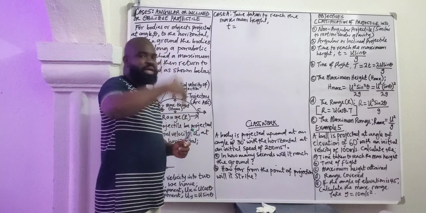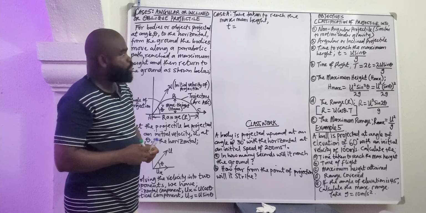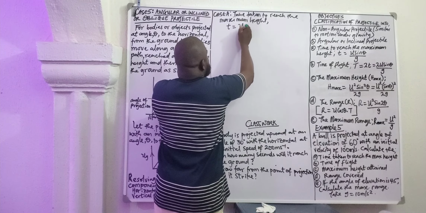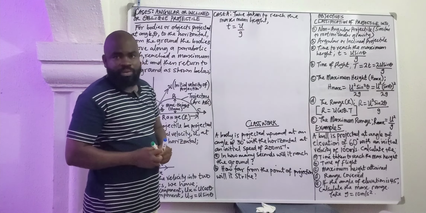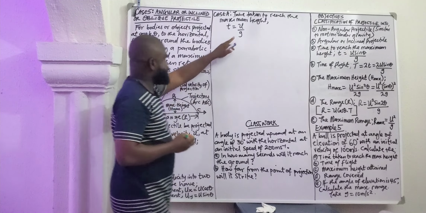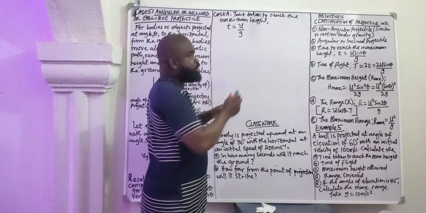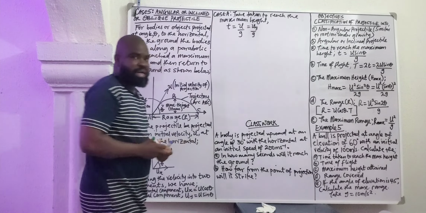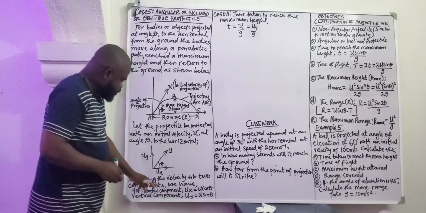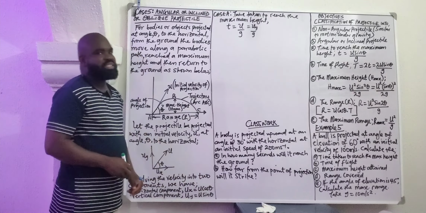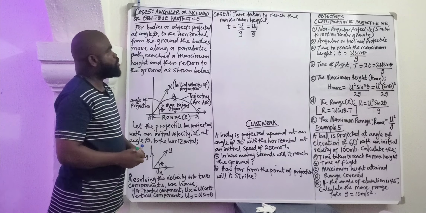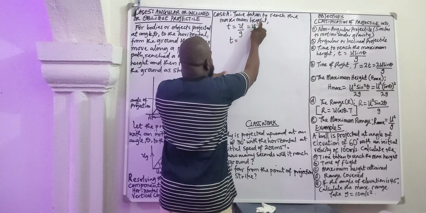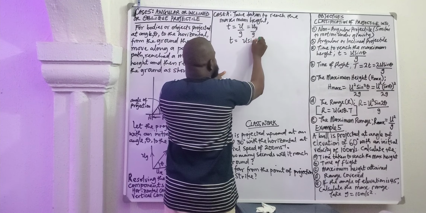In our vertically upward motion, case 1, we talked about time to go up as u over g. That's for case 1. I said in that class that this u actually means uy over g. So now, in inclined projectile, uy is u sine theta. So I'm going to replace uy with u sine theta. That gives me that t is equal to u sine theta over g.